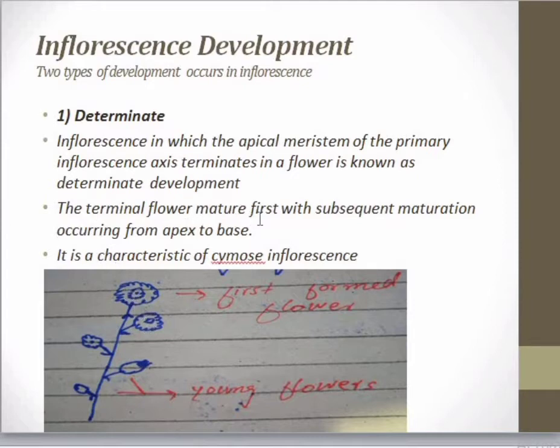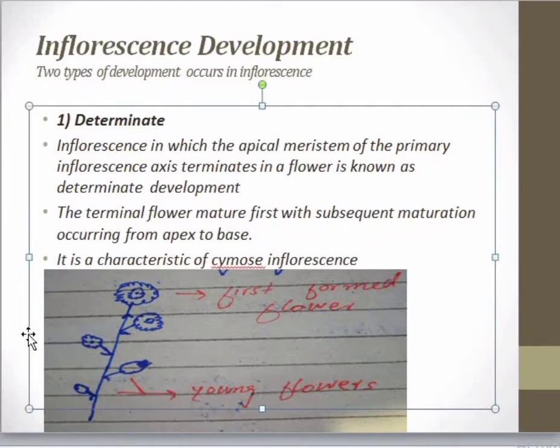The terminal flower matures first, with the subsequent maturation occurring from apex to base. Here is the maturation from apex to base. That is a characteristic of cymose inflorescence. Cymose inflorescences are those inflorescences in which the young flower, or first flower, is formed at the top.